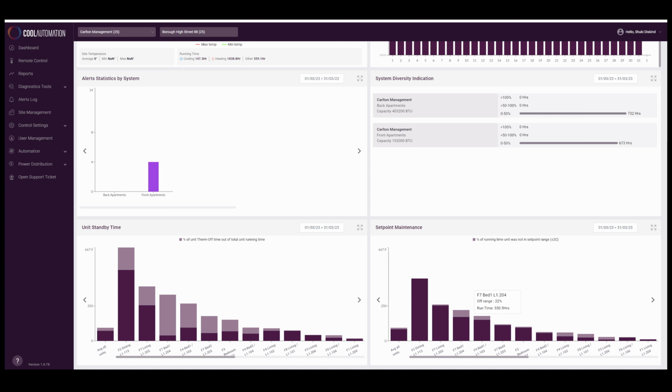And here, for example, you can see we're 22% off the range, so out of 330 hours. Again, you can check whether that is the right operation for it or not.